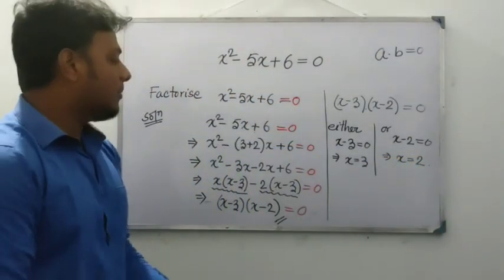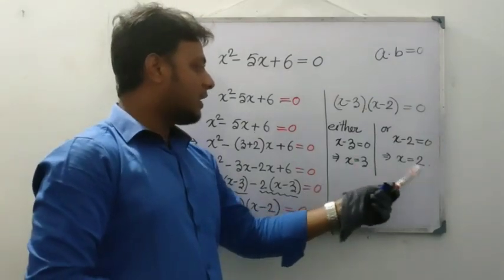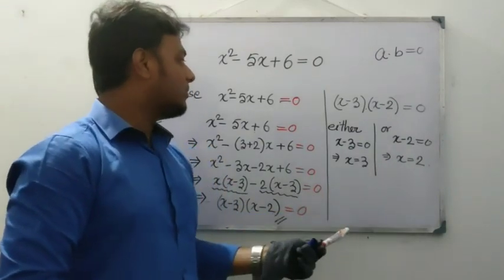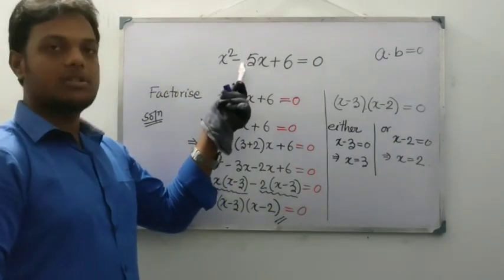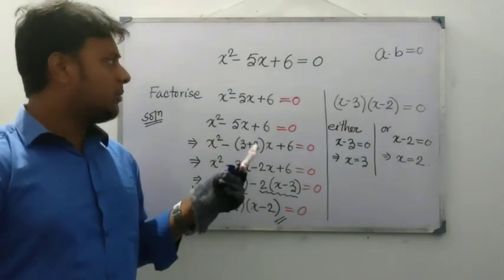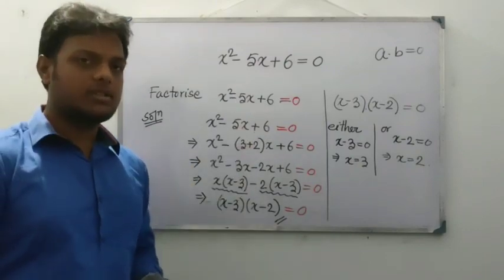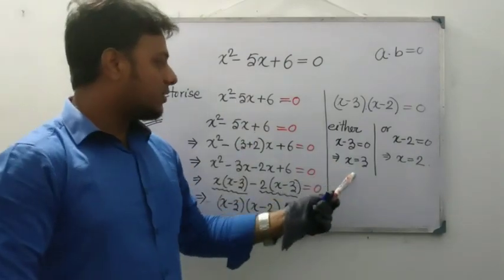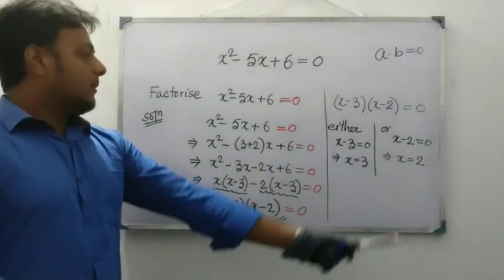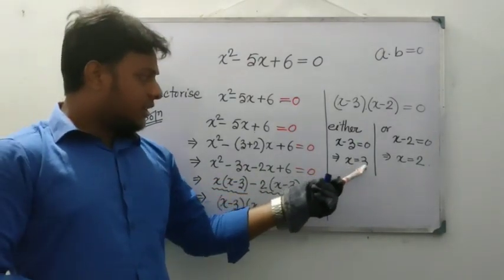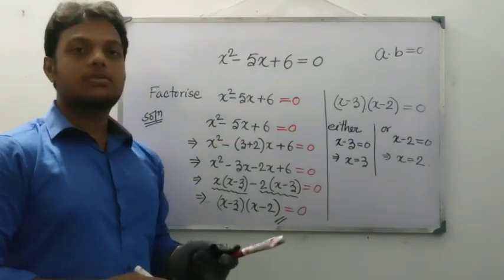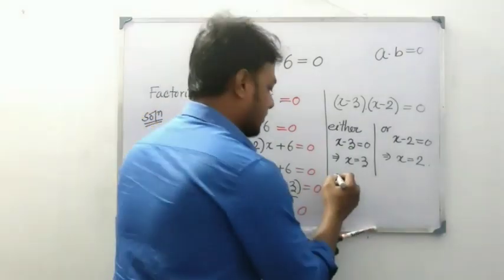So now we get the values x equals 3 and x equals 2. These two values are the solution of this quadratic equation. Is it clear? This is the concept of how to solve a quadratic equation by using factorization. So x equals 3 and x equals 2 are the solution. These two values are called the roots of this quadratic equation.